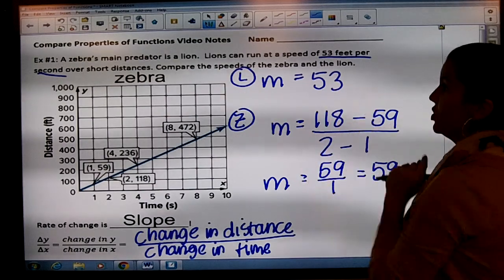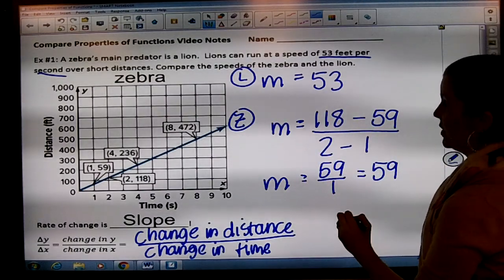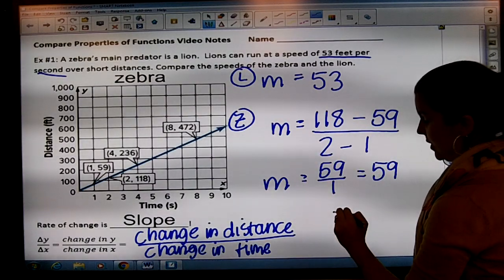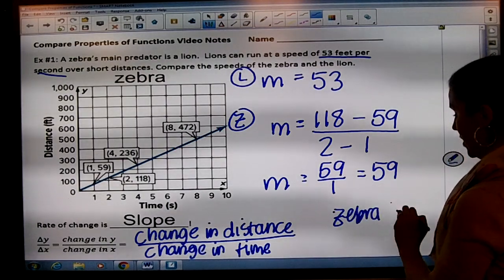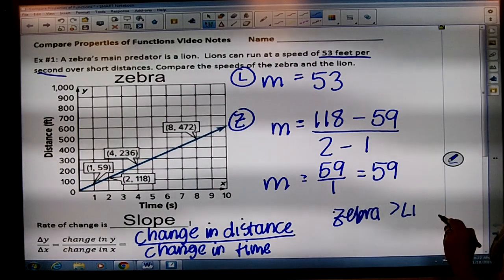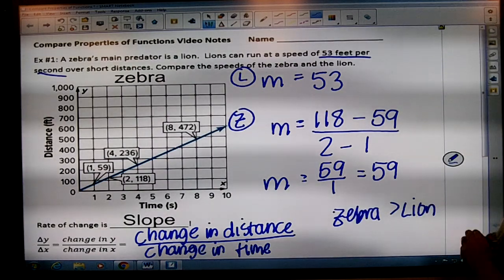It says compare the two speeds. So we know that the zebra was 59 and the lion was 53. So the zebra's speed is greater than the lion's.